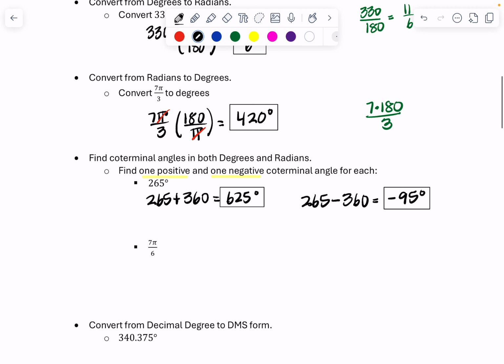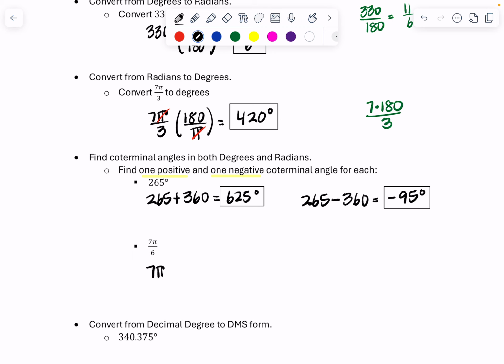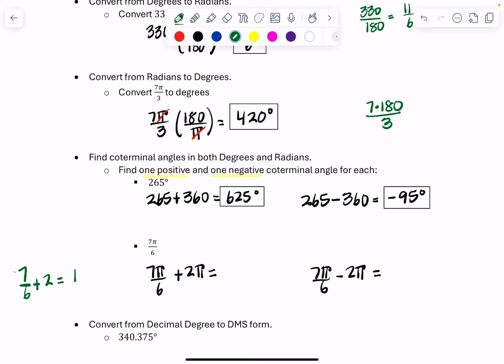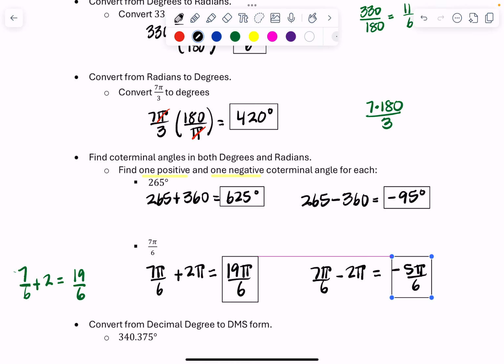When we're dealing with radians, then we add and subtract 2 pi, because remember 2 pi is the same thing as 360. So I'm going to add and I'm going to subtract 2 pi. Now when I'm plugging this in the calculator, I'm not actually plugging in pi. When I plug this in the calculator, I'm doing 7/6 plus 2 and getting this as a fraction. This is 19/6. So my answer is 19 pi over 6. Then subtracting, it's the same thing, but we subtract instead, so we get negative 5 pi over 6. Pretty straightforward.